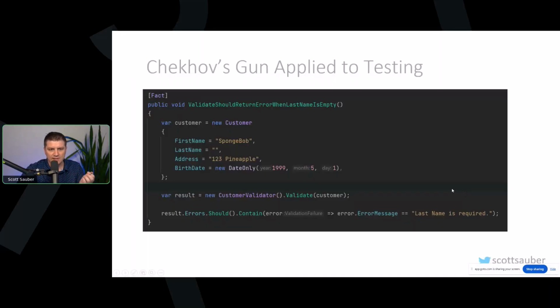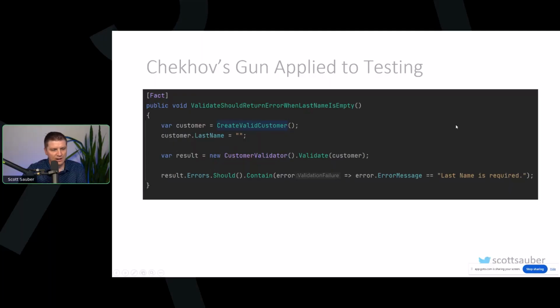So let's apply this concept to testing. What is not relevant in this particular test for what we are testing? You can unmute or drop in the chat. What is not relevant to the story, to what we're trying to test? Anybody? First name. Yes, first name is not relevant to the test. Neither is address, neither is birthday, because what we're trying to test is only when last name is empty. So this is all I really care about right here. This other stuff is just noise, and I don't really know what's relevant.